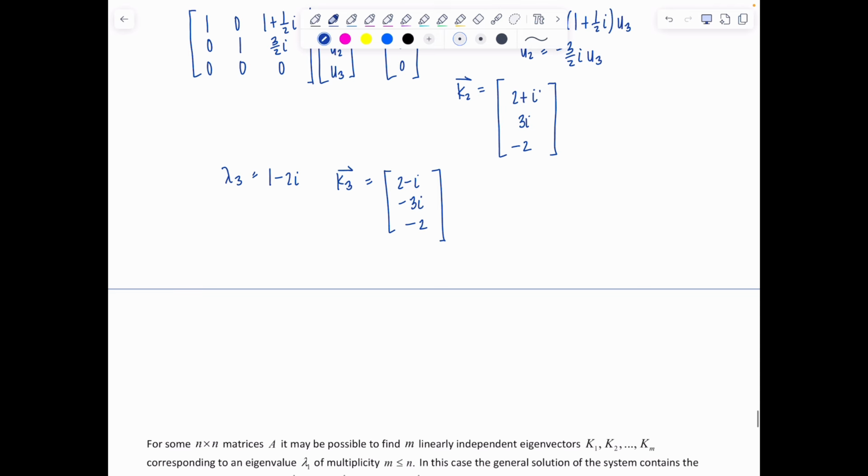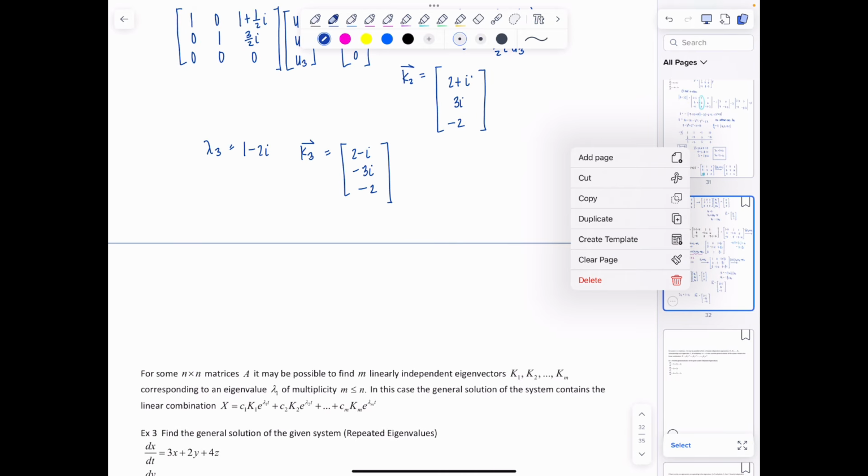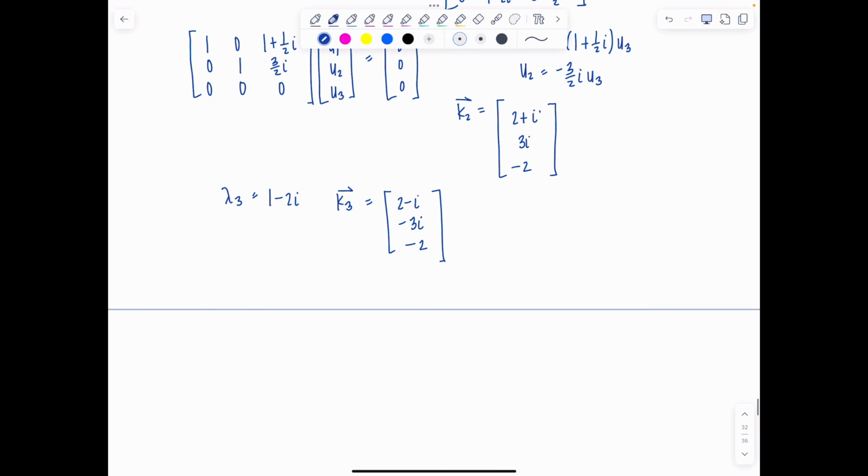Okay. So now, oh, we need another page. Heavens to Betsy. Okay. So we're going to try to write the general solution, but we need to extract the real and the imaginary part out from one of them. So let me just deal with x2. Okay. So the goal is general solution. It should have how many terms? 3, exactly. So we're going to have x equals c1 e to the lambda 1 t k1 plus c2 e to the lambda 2 t k2 plus c3 e to the lambda 2 t k3, right?